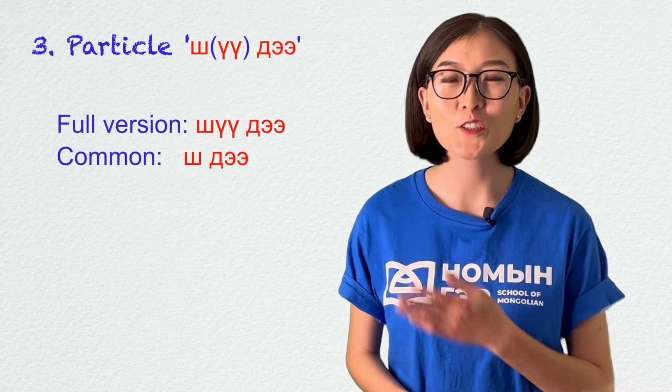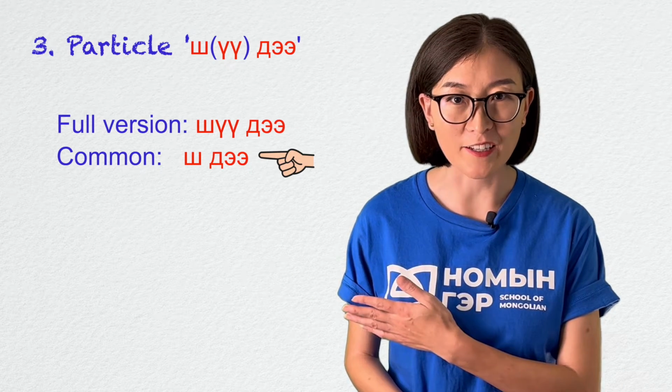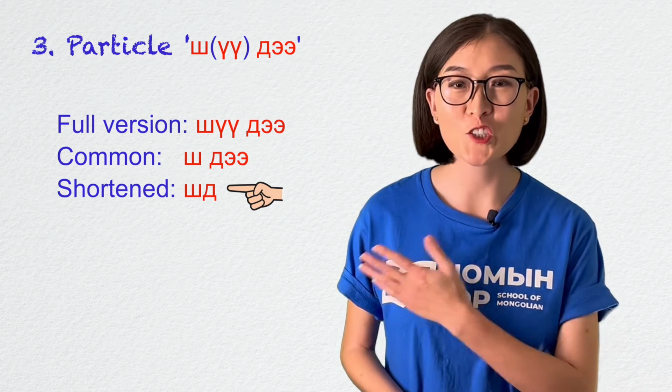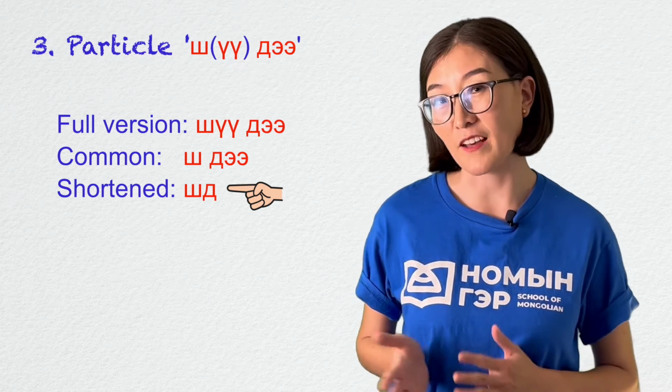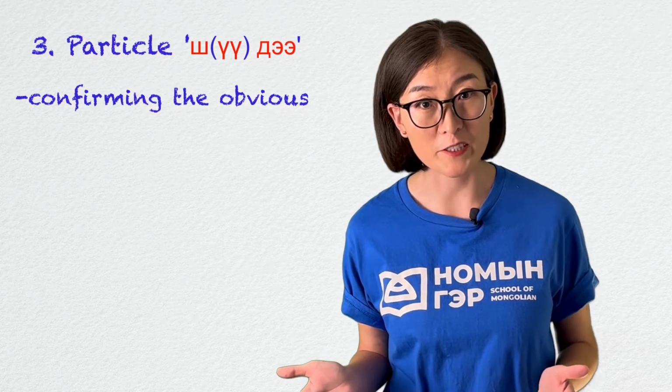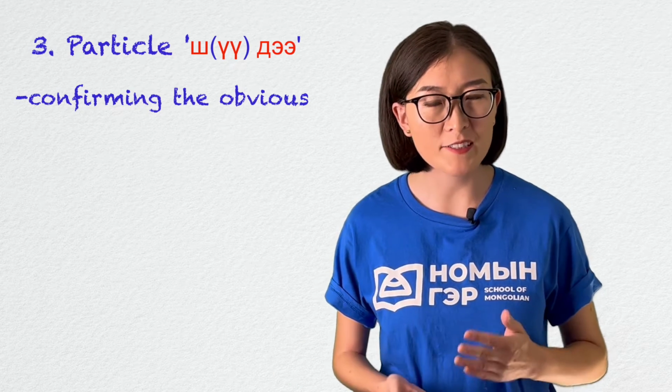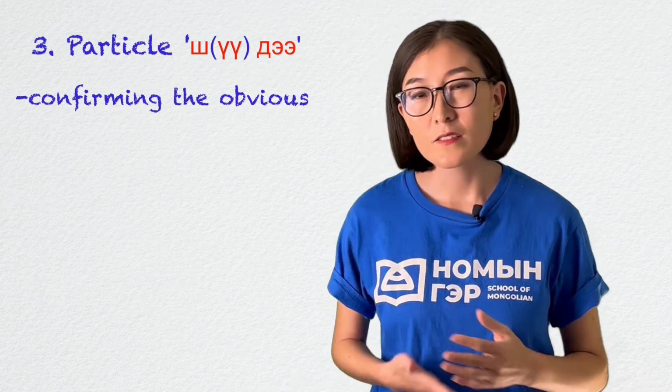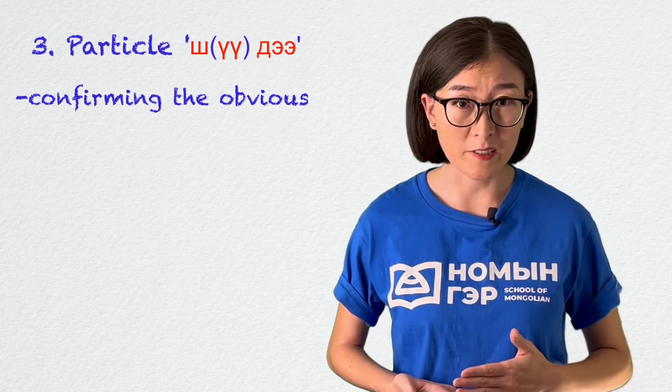Number 3. Shude or ishte. The shortened form is sht. This is very common in everyday speech. You will hear it all the time. It is used to express confirmation. Sometimes it can be translated as, you know. This is also sort of an exclamation mark in English.